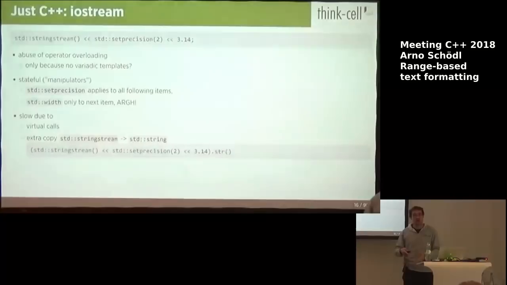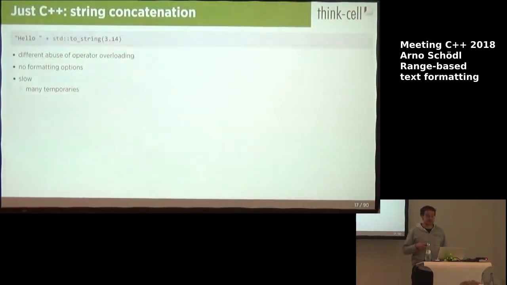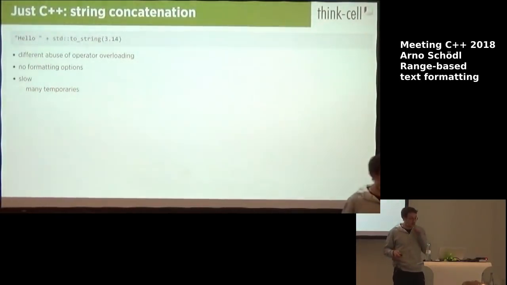And to end, when you actually want to get the string out, you have to make an additional copy of the whole thing. So it's particularly bad. The other option is to just concatenate strings. So now there you also abuse operator overloads a little bit with the plus operator this time. You have no formatting options from the standard library to start with. You really just have this std::string, which gives you very simple text formatting.